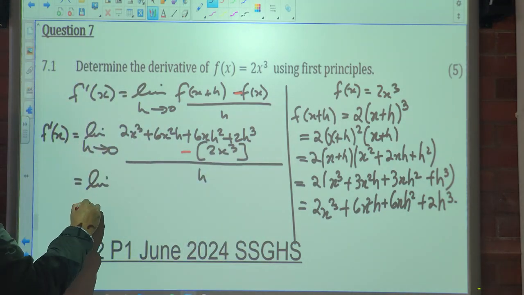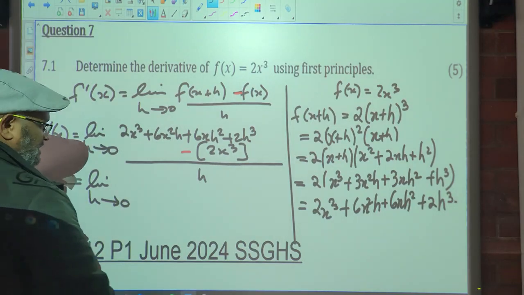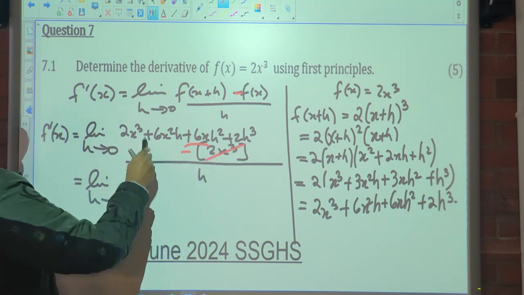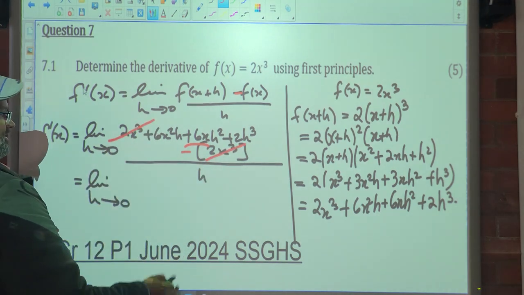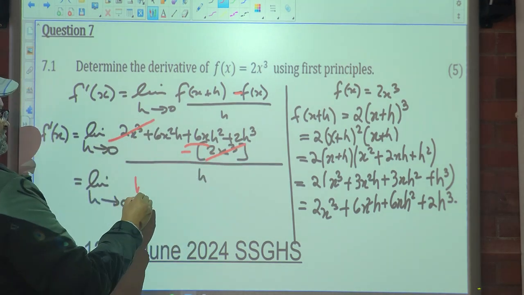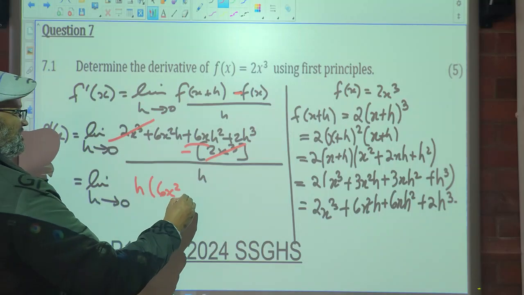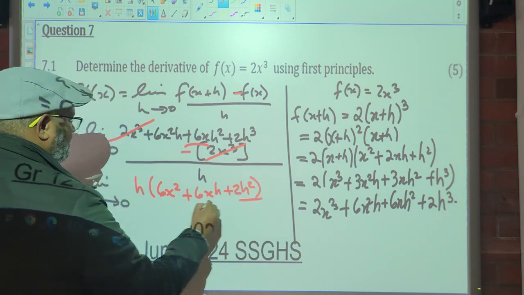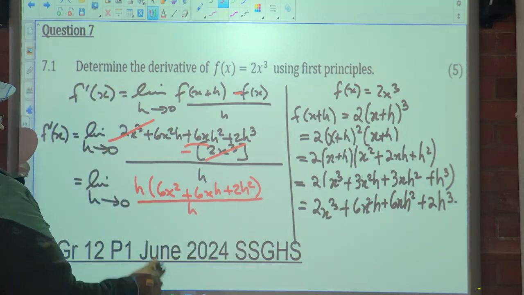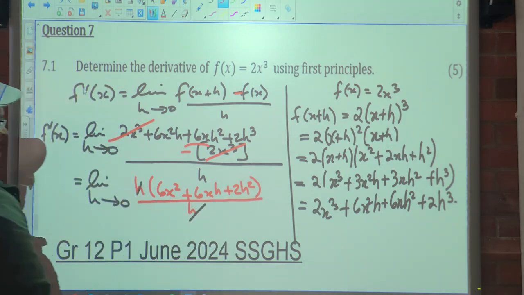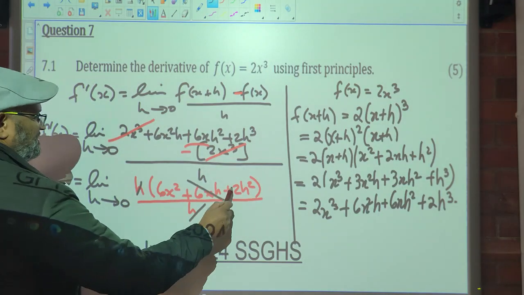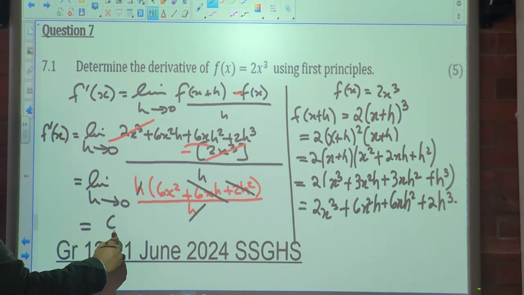That's simply the limit as h approaches 0. If I multiply that in, I'm going to get negative 2x cubed, which cancels this. So what is common now? h. I'm left with 6x squared plus 6xh plus 2h squared all over h, which now cancels. Leaves you with, and wherever I see h, I put a 0. The answer is 6x squared.